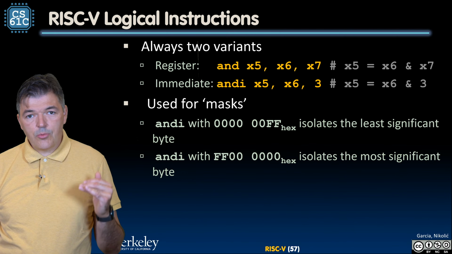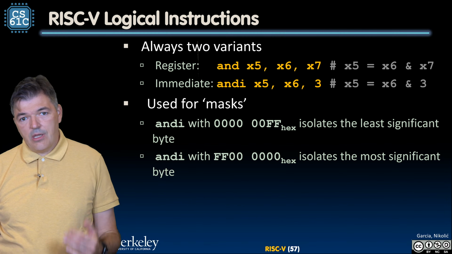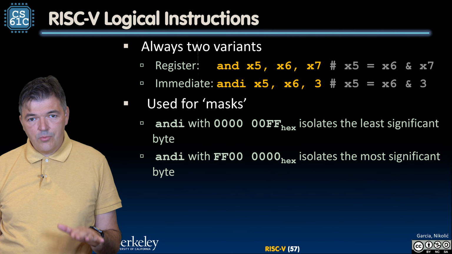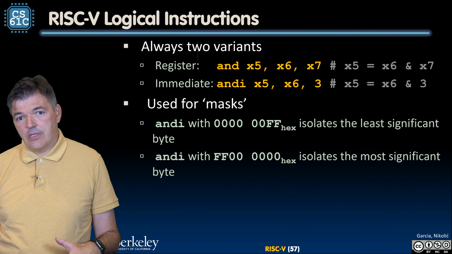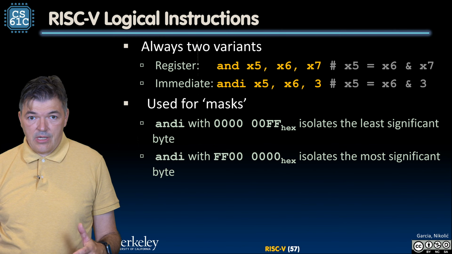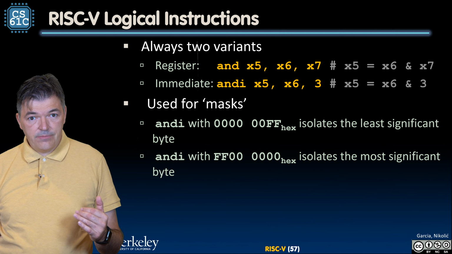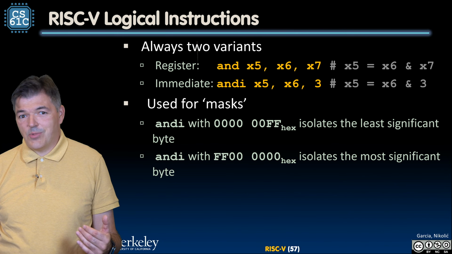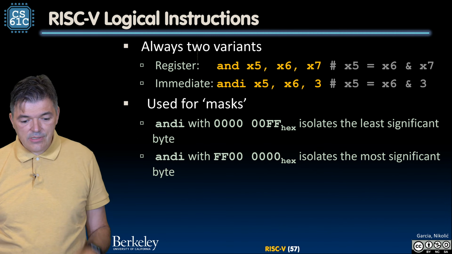Logical instructions always have two variants in RISC-V. They have a register-based version and an immediate version, and that should come as no surprise to you because both of them are frequently needed and frequently used, and they're relatively inexpensive to implement in hardware. What we'll see is that they share the same data path as arithmetic instructions, so whatever we needed to implement adds and subs, we'll be using for implementing ORs, ANDs, XORs, and shifts.